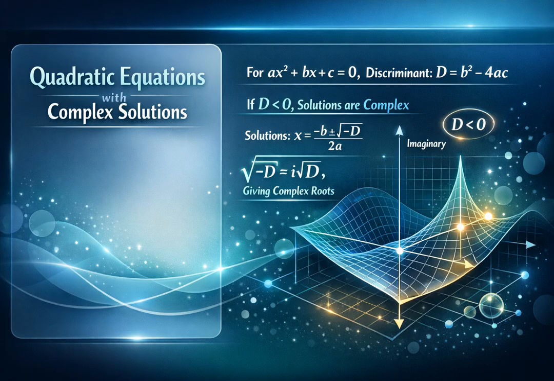Now we can solve quadratic equations with negative discriminants. For x squared plus bx plus c equals 0, the discriminant d equals b squared minus 4ac. When d is negative, the solutions are complex.